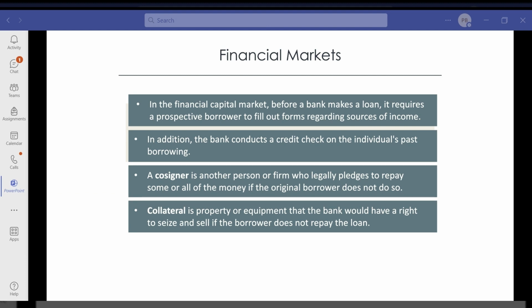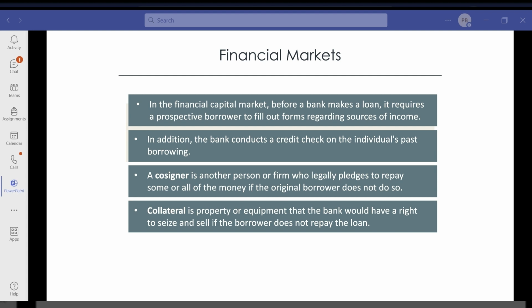A cosigner is another person or firm who legally pledges to repay some or all of the money if the original borrower does not do so. Collateral is property or equipment that the bank will have a right to seize and sell if the borrower does not repay the loan.